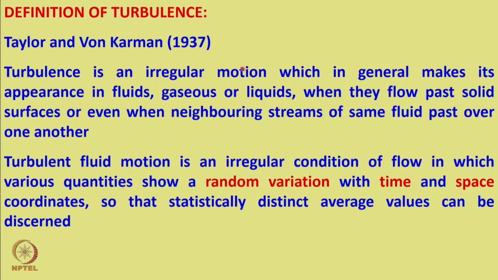And this was the definition of turbulence which was given by Taylor and von Karman, which said that turbulent motion can be considered as an irregular condition of flow in which various quantities show a random variation with time and space, which enables us to give statistically distinct average values.